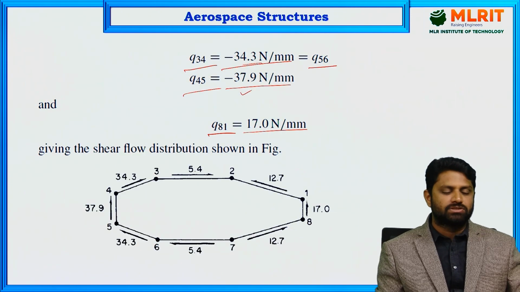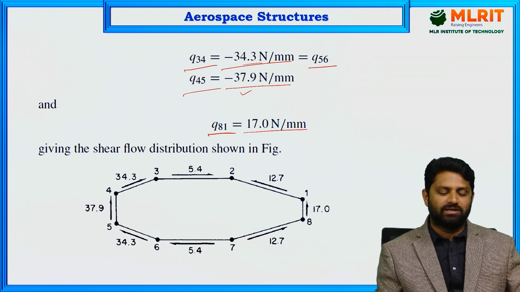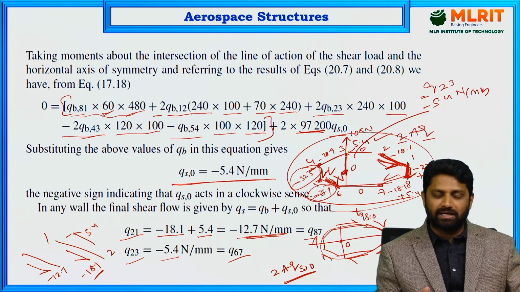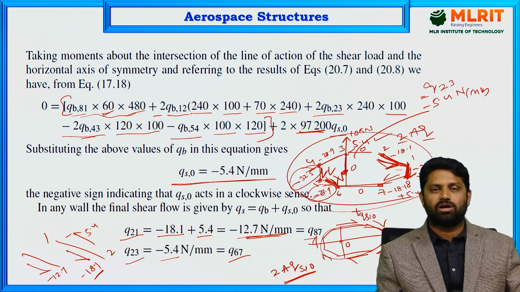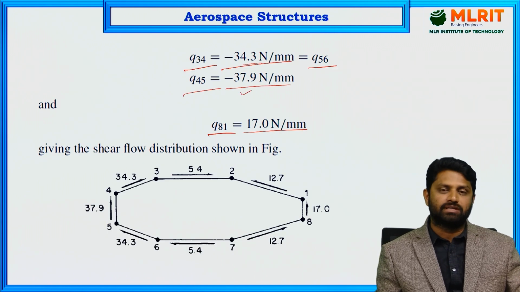So this is how the closed section shear flow procedure works, and you have to do it with utmost care. Even the calculations you have to do very carefully, because even one small mistake is going to lead to wrong answers. So you have to be very careful when calculating the actual shear flow for this closed section beam.